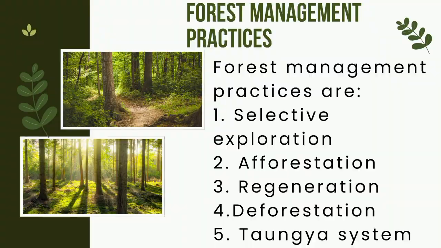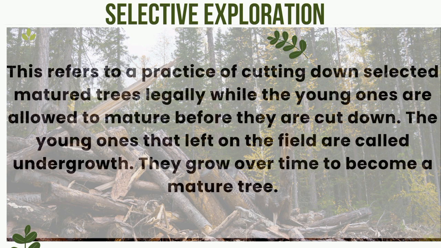Selective exploitation. This refers to the practice of cutting down selected mature trees legally, where the young ones are allowed to mature before they are cut down. The young ones that are left on the field are called undergrowth. They grow over time to become mature trees.